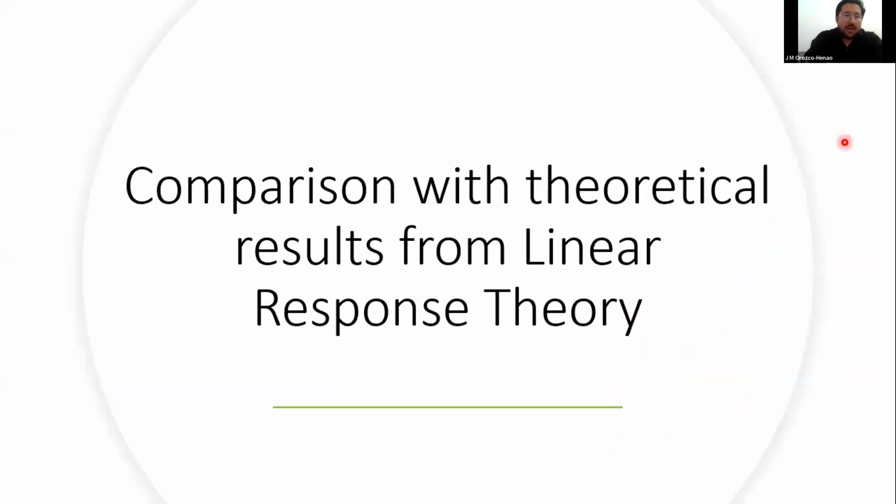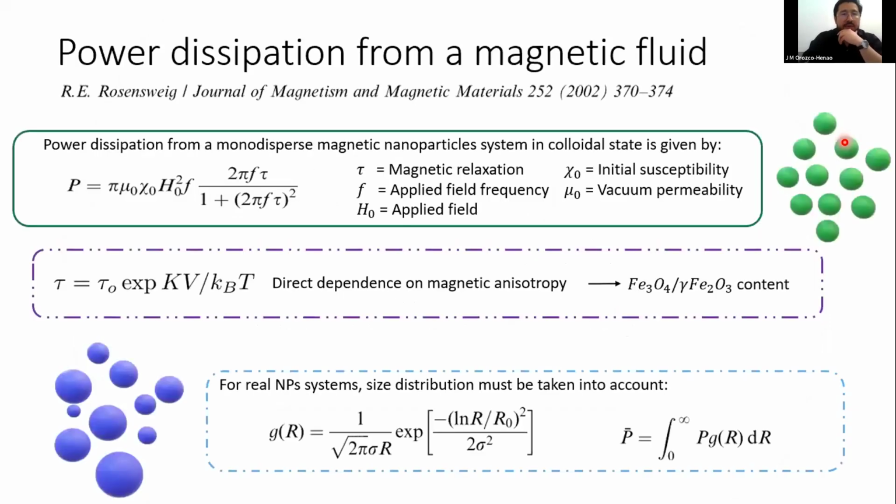So we made a comparison with theoretical results to shed some light on this last result. We made a simulation of heating efficiency based on the linear response theory. Our calculations are based on the power dissipation relationship formulated by Rosensweig, from which two aspects are highlighted: the dependence on nanoparticle composition through magnetic anisotropy and relaxation time.